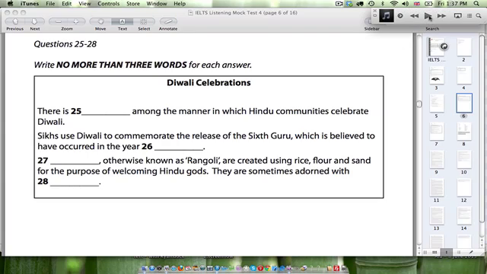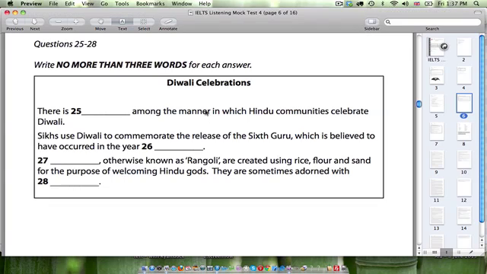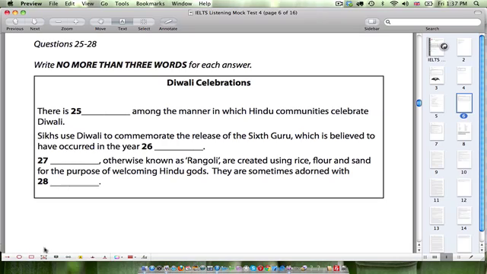Okay, so let's go over the answers here. For number 25, they mention the manner in which Hindu communities celebrate Diwali, and that there are differences. So I suppose we could write that, or we could write the word variation. Because the sentence begins with "there is," if we want to keep it grammatically correct, we use variation.